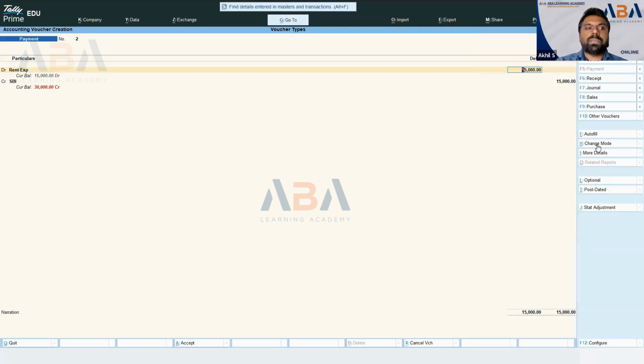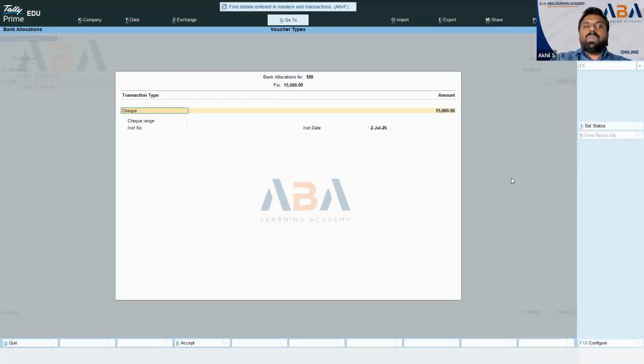So I'm pressing enter. SBI. Now, if I press enter from here, it will take me to the transaction bank allocation screen. This is the bank allocation screen where we have to input all the details related to this particular payment, how we are making this payment, whether through cheque payment, UPI payment, or bank transfer, all sorts of things. This part we will look at in detail in the upcoming session. So for now, I'm just skipping this with Control plus A.